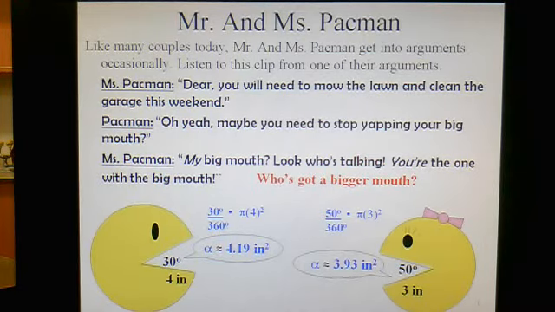So if you're back checking it out, I think these are two areas you end up with. Mr. Pac-Man just slightly larger than Ms. Pac-Man. He's a little bit over 4.19 square inches for area. And Ms. Pac-Man 3.93. So you know, Mr. Pac-Man does have a big mouth, as you can see on there, just slightly larger than Ms. Pac-Man.